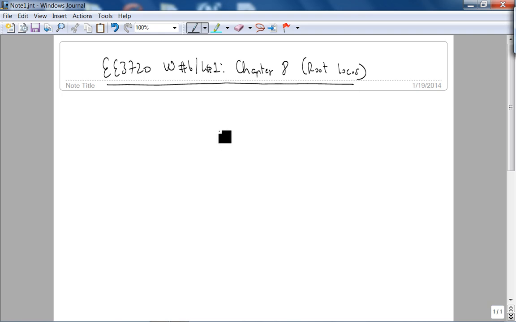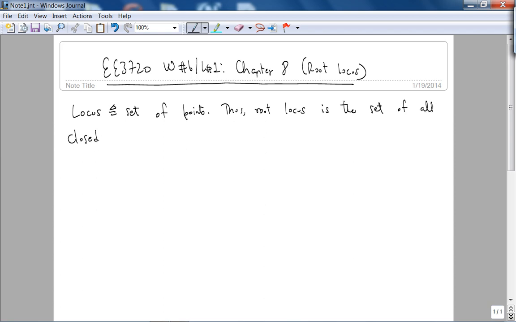So what is a locus? Locus is mathematically defined as a set of points. Thus, root locus is the set of all closed loop poles as a function of a gain K. And for now, we'll assume that K is positive. We'll look at how to deal with negative K later.